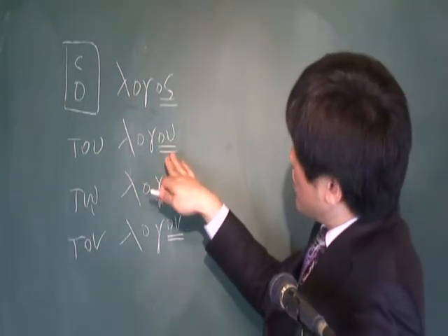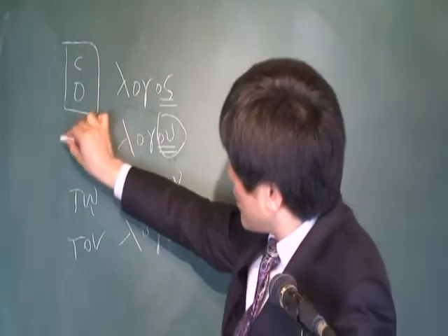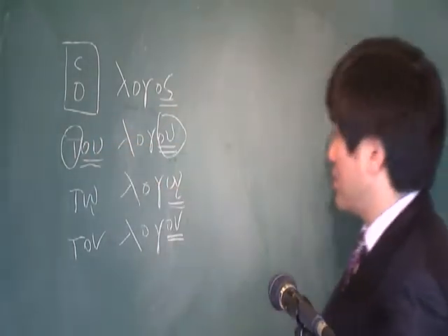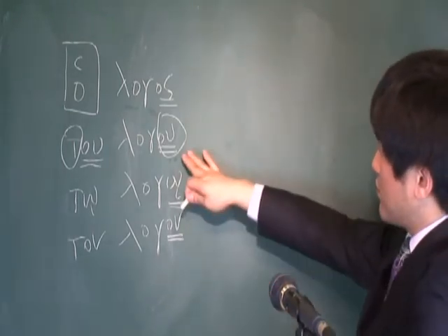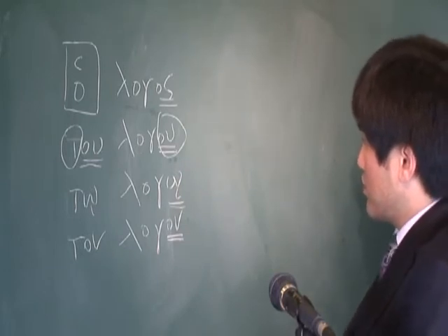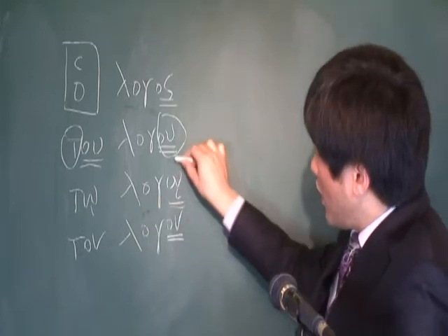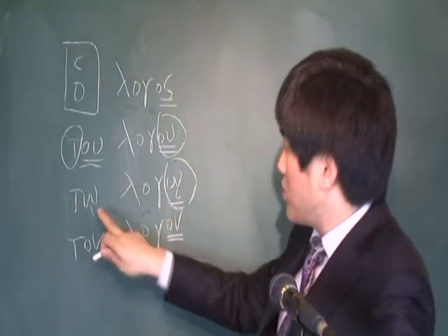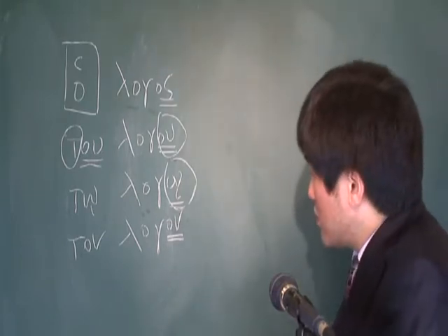Next, let's study the feminine noun. A common first declension feminine noun is aletheia. Please read along. Aletheia. Aletheia means truth.